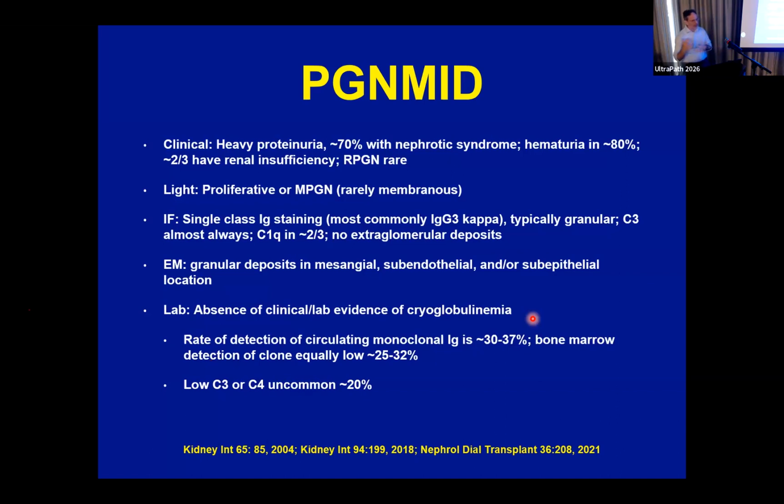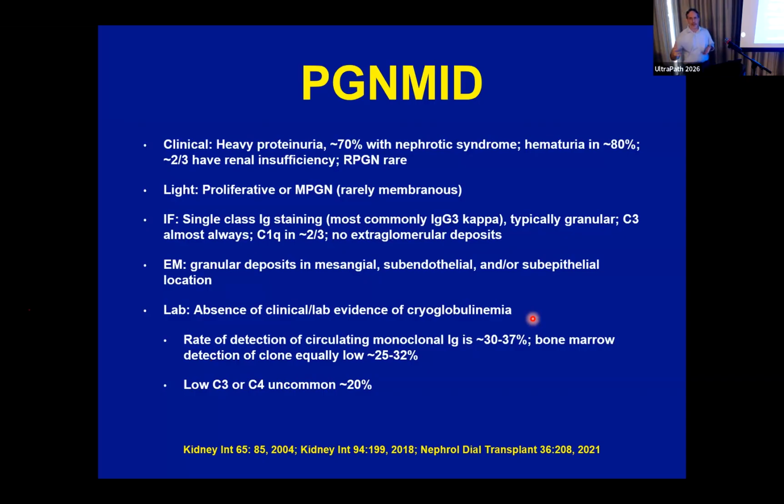The staining is typically granular, though, and C3 is always present, essentially. C1q is a little bit less common, about 2/3 of the time. And again, there are no extraglomerular deposits with PGN-MID. By electron microscopy, you see granular deposits in mesangial, subendothelial, and sometimes subepithelial locations. Laboratory-wise, these patients don't have cryoglobulinemia.